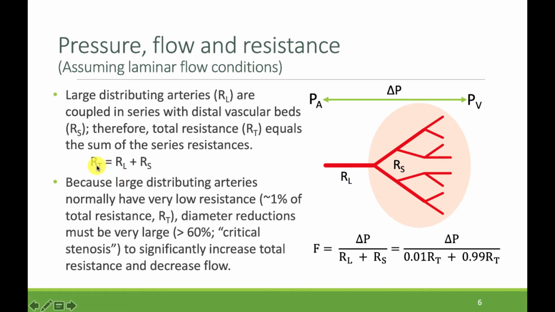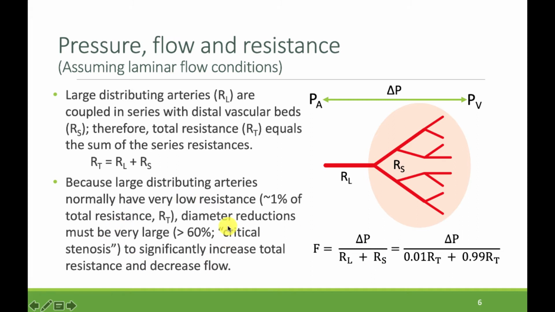And because the total resistance is equal to the sum of the large artery resistance plus the small vascular artery resistance, so R_T is equal to R_L plus R_S, we can now substitute and say that flow through that vascular bed is equal to some driving pressure, arterial minus venous, divided by the resistance of the feed artery plus the resistance of the microcirculation of the vascular bed that's being supplied by the feed artery.